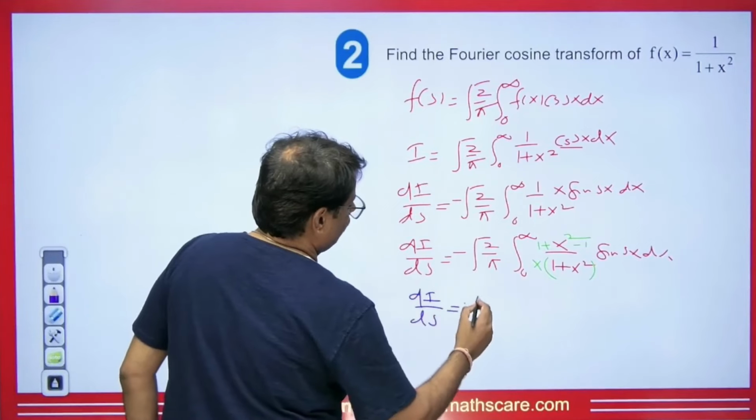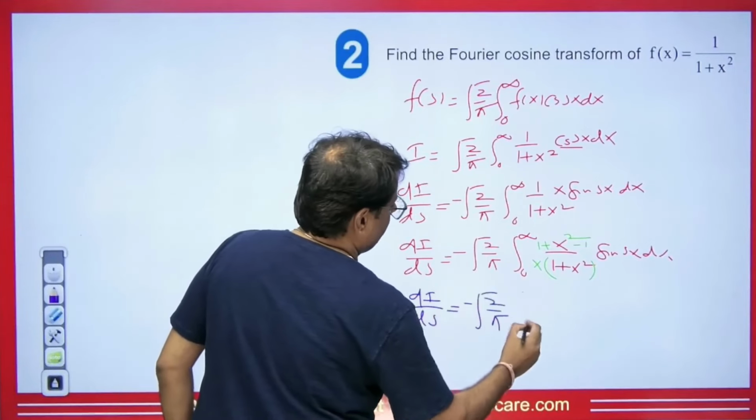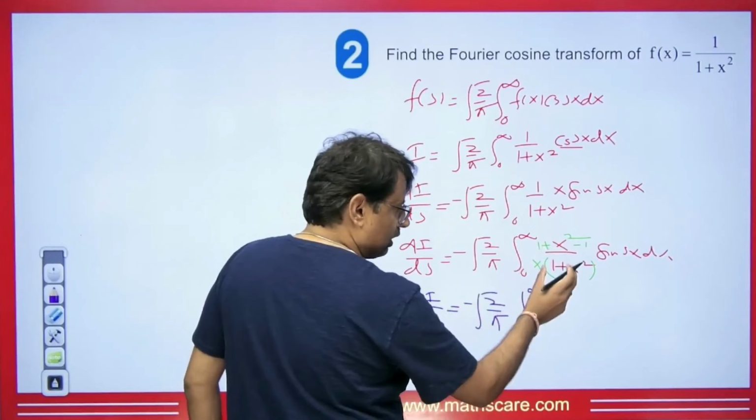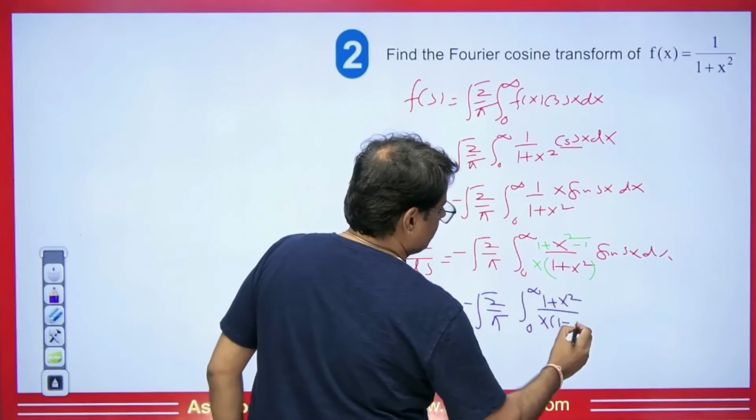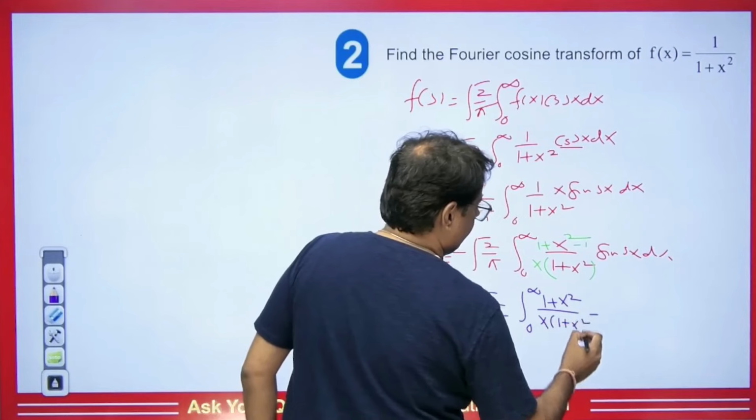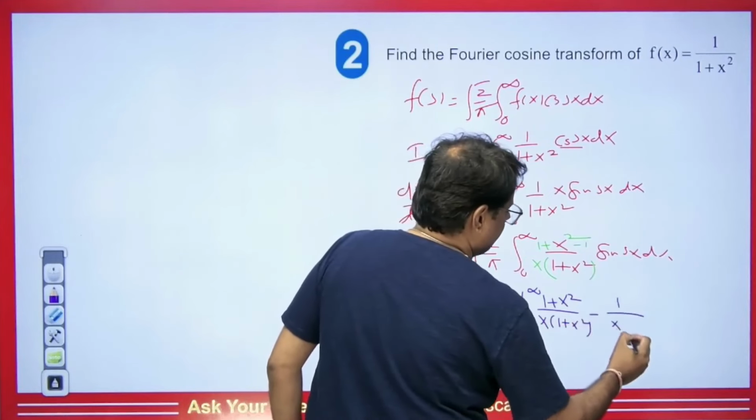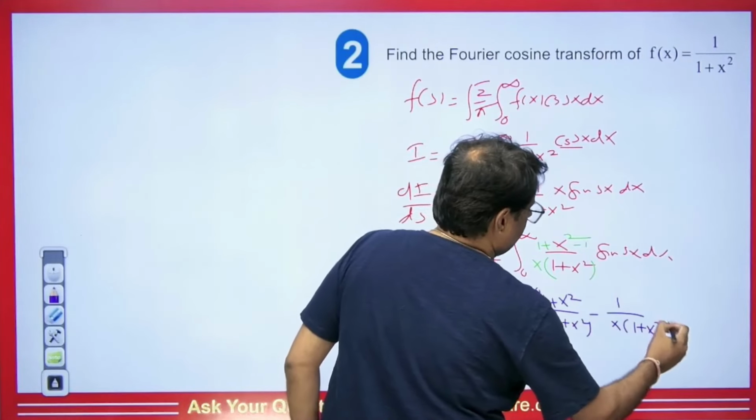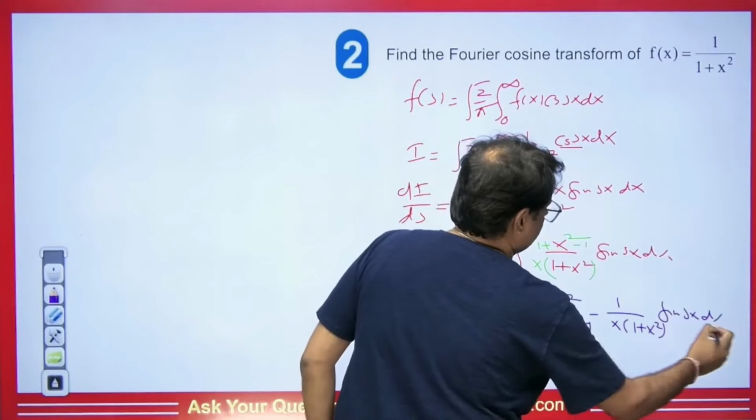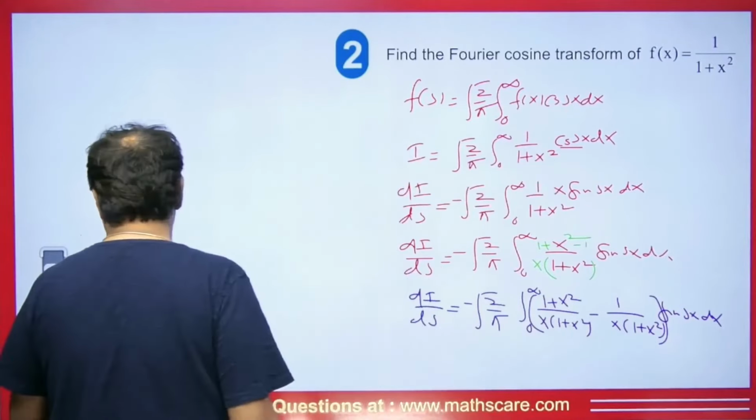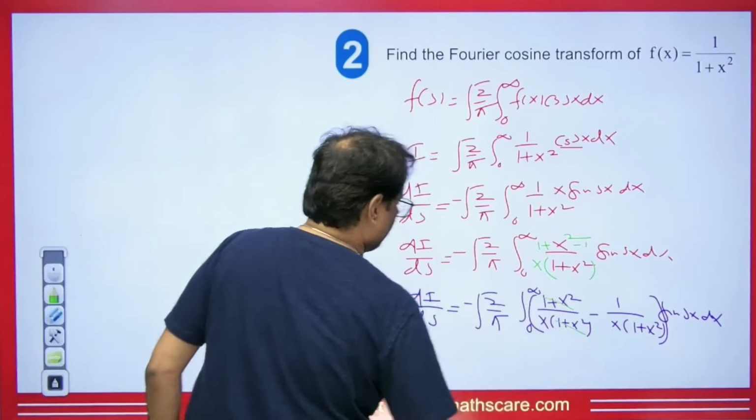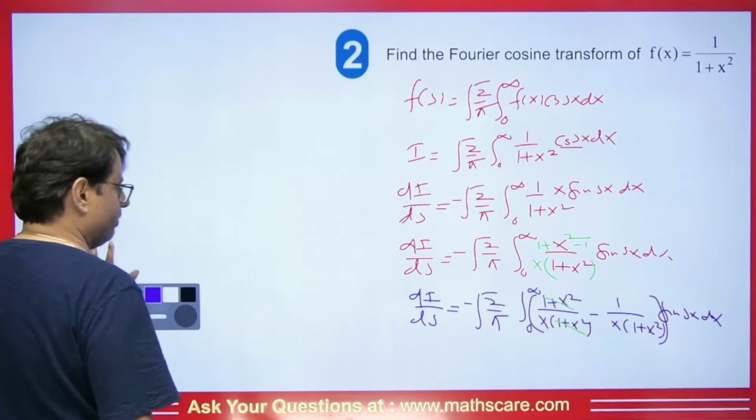dI/ds is equal to minus 2 divided by pi, from 0 to infinity, and we write 1 plus x square below it. So this will be (1 plus x square) upon x(1 plus x square), minus, and here we get 1 upon x(1 plus x square), and sin(sx) dx. Here I will put the bracket on this expression, right? As you can observe, we have a few terms including this 1 plus x square, and they got cancelled.